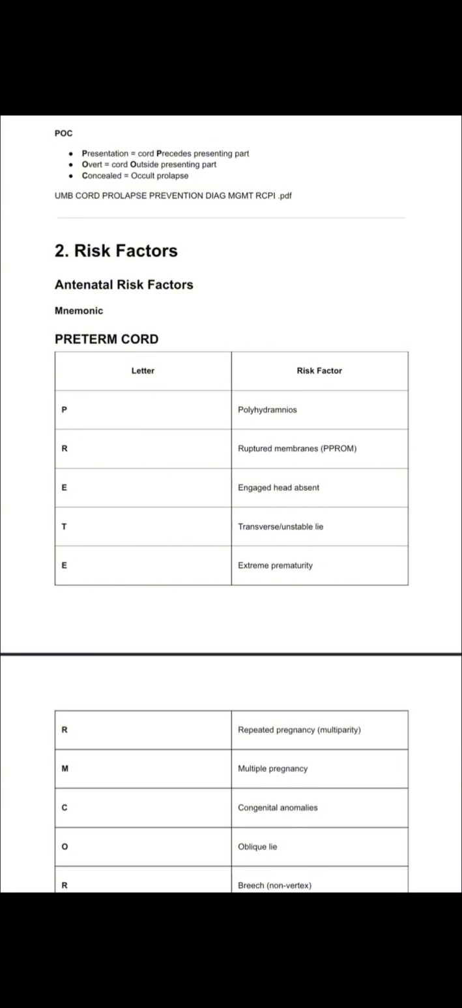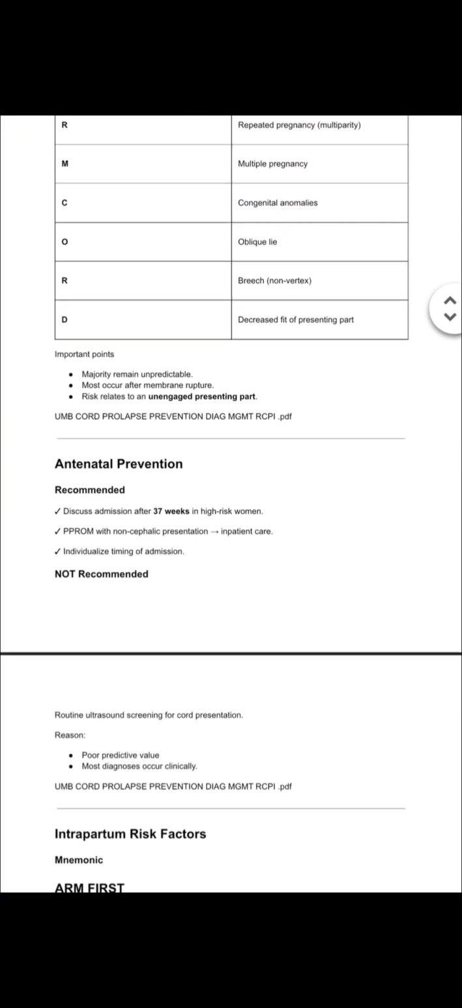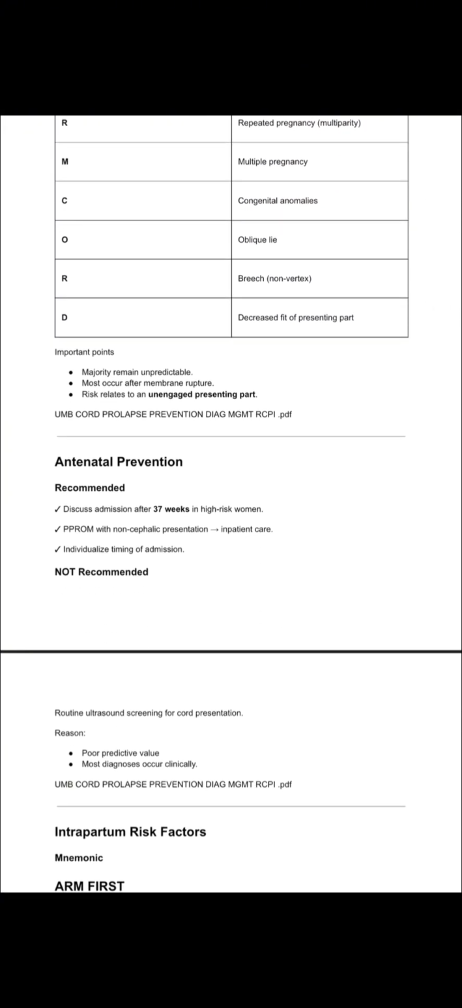So the risk factors for umbilical cord prolapse are antenatal risk factors, and the key mnemonic to remember this is PRETERM CORD. Preterm cord. P for polyhydramnios, R for rupture of membranes, E for engaged head absent, that is, the head has not yet engaged. T is for transverse and unstable lie. E is for extreme prematurity. R is for repeat pregnancy or multiparity.